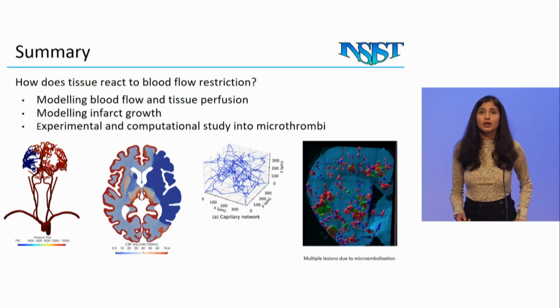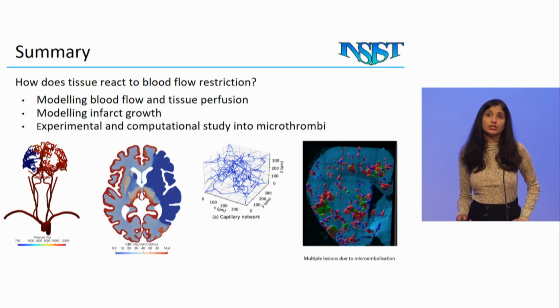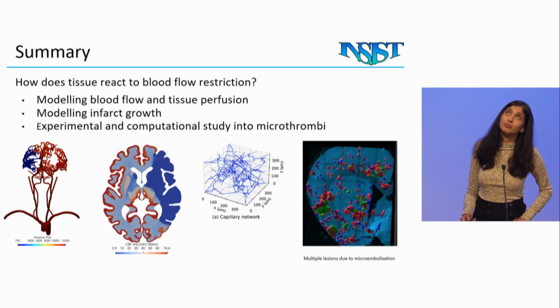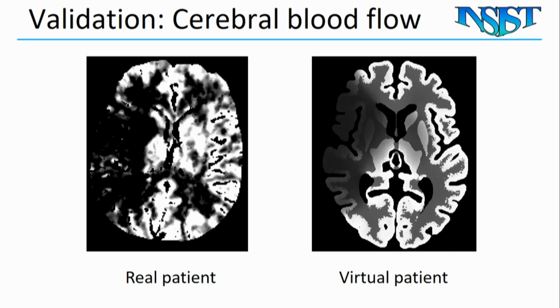In summary, what we did in work package 5 and 2 is, first of all, study how tissue reacts to blood flow restrictions by modeling the blood flow and tissue perfusion, modeling infarct growth, and we also performed experimental and computational studies to study microthrombi and microcirculation. But it's also important to validate our findings using clinical data.